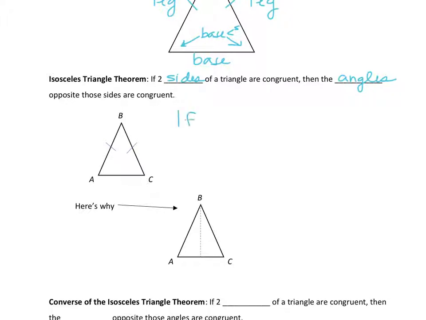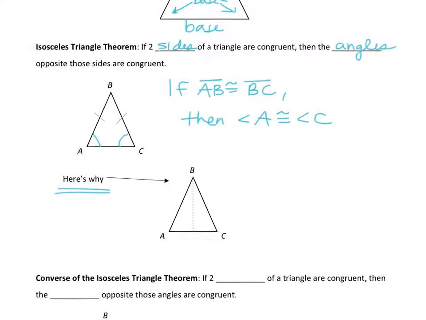So basically it's saying if AB is congruent to BC, then angle A will be congruent to angle C, okay? So because we know it's isosceles, we also know those base angles have to be the same, okay? Base angles are congruent. Then there's this here's why, okay? This is just me proving to you why the isosceles triangle theorem works. Here's what happens with this.